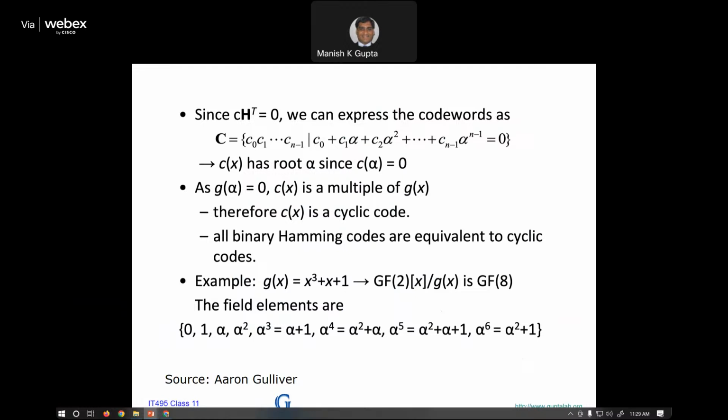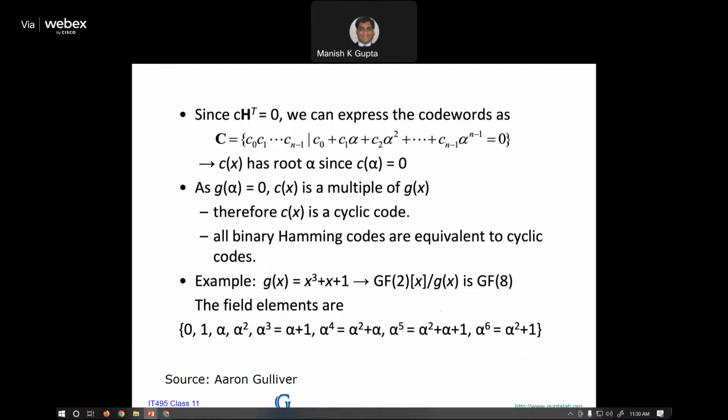So now I'll show you an example. If G(x) is x^3 plus x plus 1 in GF(8), the field elements are all 8 elements given here. And as you see, this is also in terms of polynomials here. Or you can think of it in terms of powers of alpha, right? G(x) is this. Just try to understand by examples. This is a primitive polynomial of GF(8).